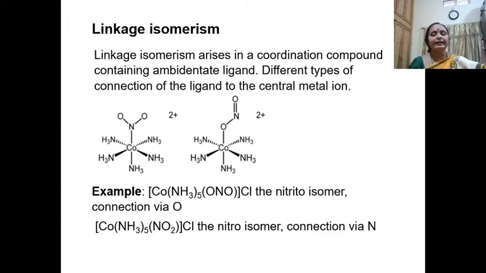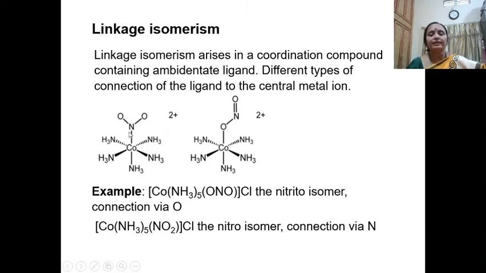Coming to linkage isomerism. This isomerism arises in coordination compounds containing an ambidentate ligand. An ambidentate ligand is one which can donate electrons from two types of atoms of the same group. For example, in the case of NO2, nitrogen can donate a lone pair of electrons or oxygen can donate a lone pair of electrons.